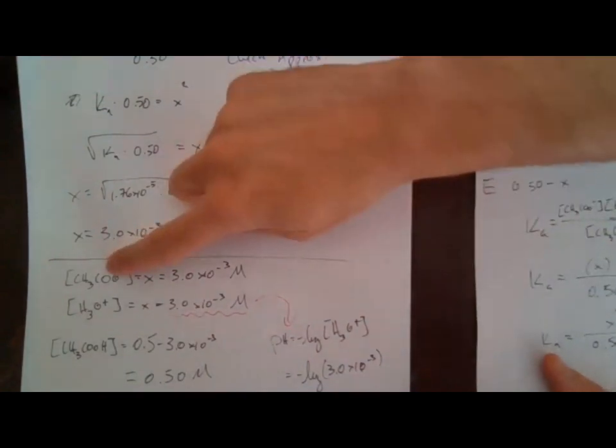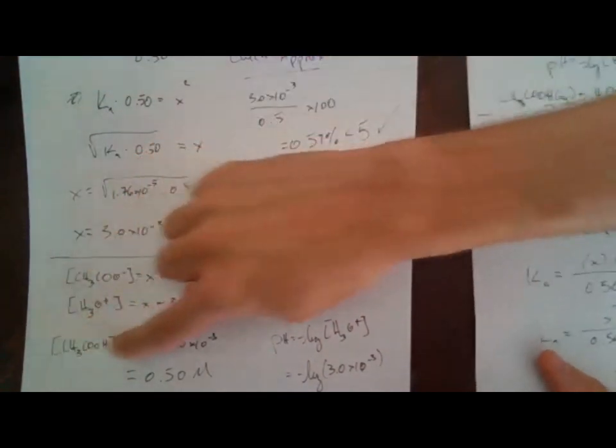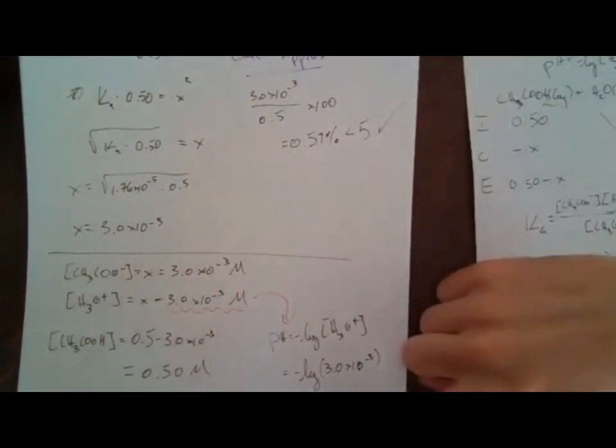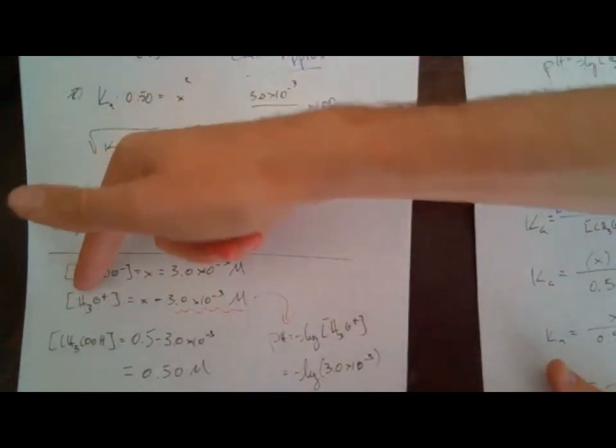Now, if you were asked, what is the acetate concentration? What's the acetic acid concentration? You would want to write those out. But if all you want is the pH, you only need the hydronium concentration, plug that into the equation, and you get the pH.